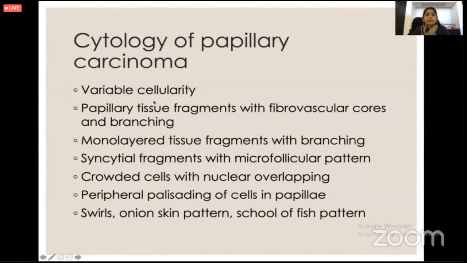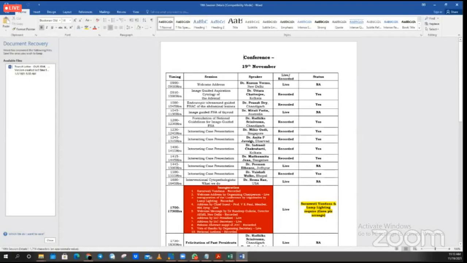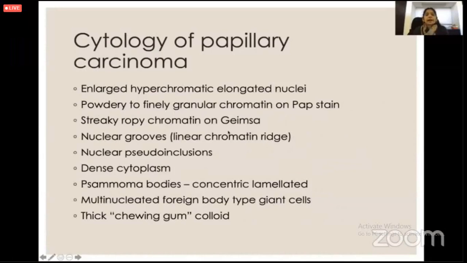They have a variable cellularity. Usually they can have a fibrovascular core. They are monolayered or multi-layered, depending. We tend to call that, when you look at low magnification, they have different shapes of animals, like dragons. And also the nuclei are crowded. Instead of round, now they become oval in shape, which is very, very important. We can have palisading and appear in school of fish, many different types.